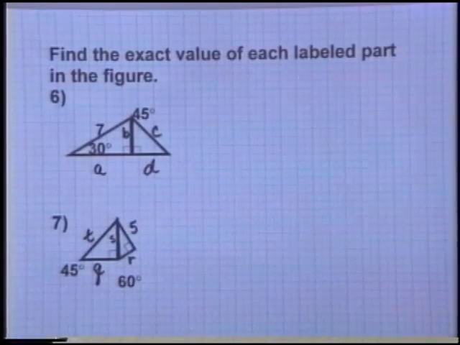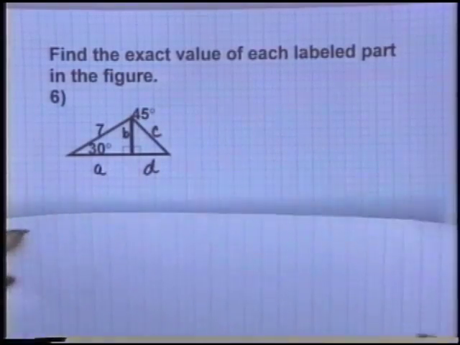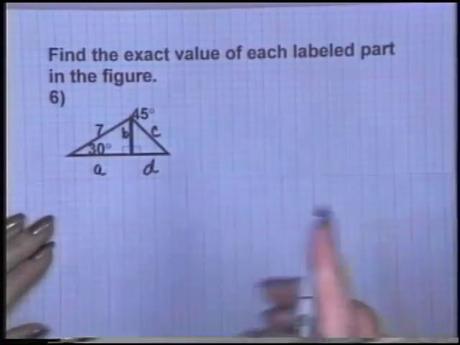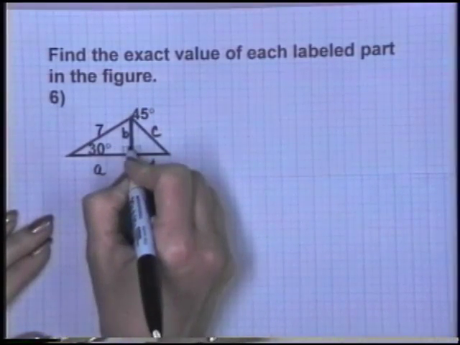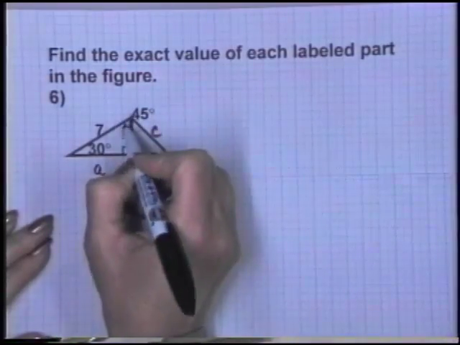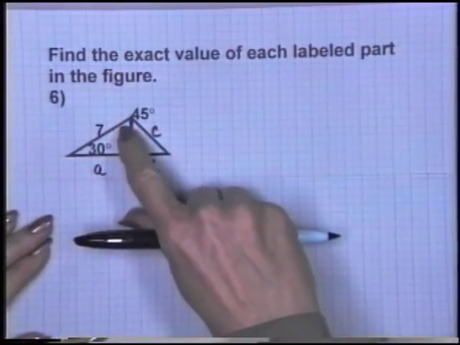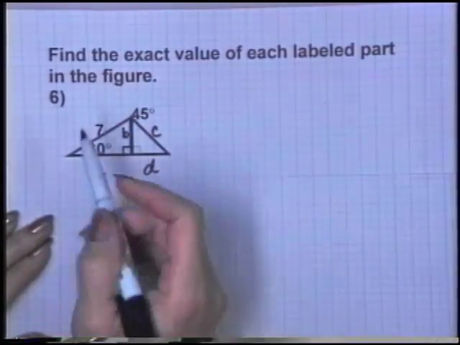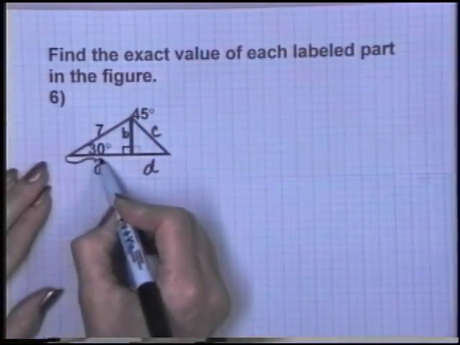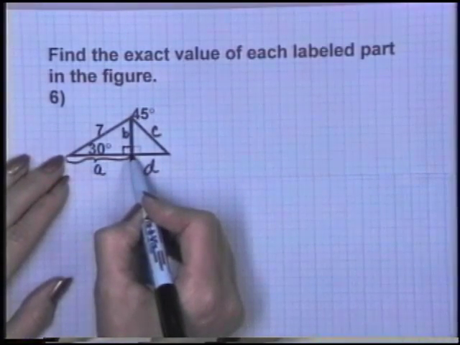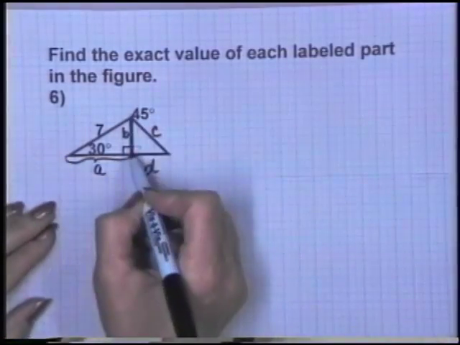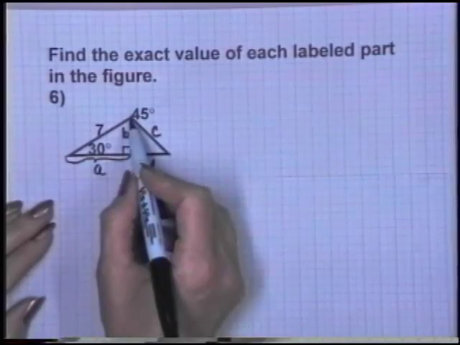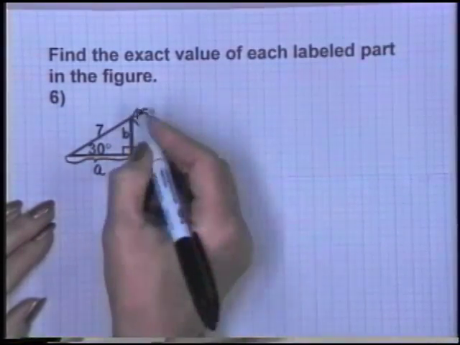Okay, for this first problem, we're asked to find the exact value of each labeled part. Now, notice what I have here. I have a right triangle. This angle measures 30 degrees. Here's my right angle. And so, of course, this angle right up here measures 60 degrees. I'm asked to find this length, which is called A, this length, which is B, and then I have another right triangle right next to this one.